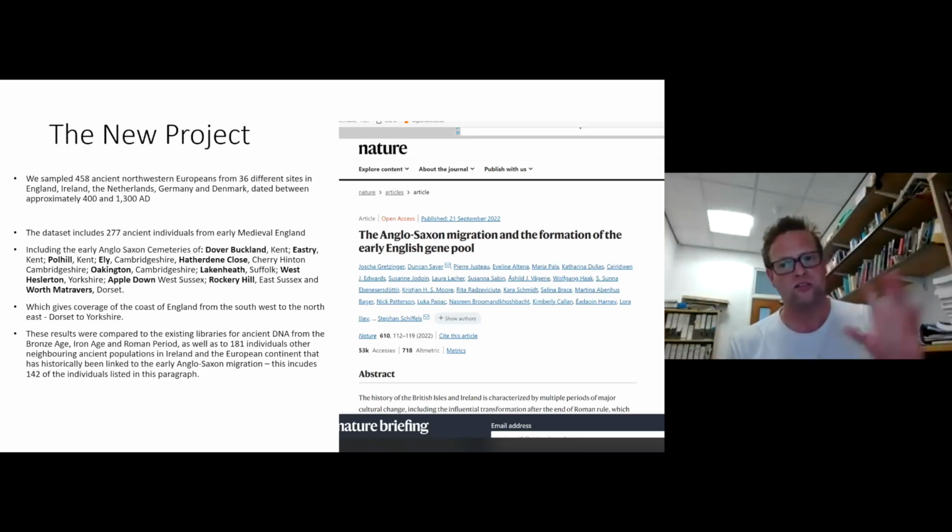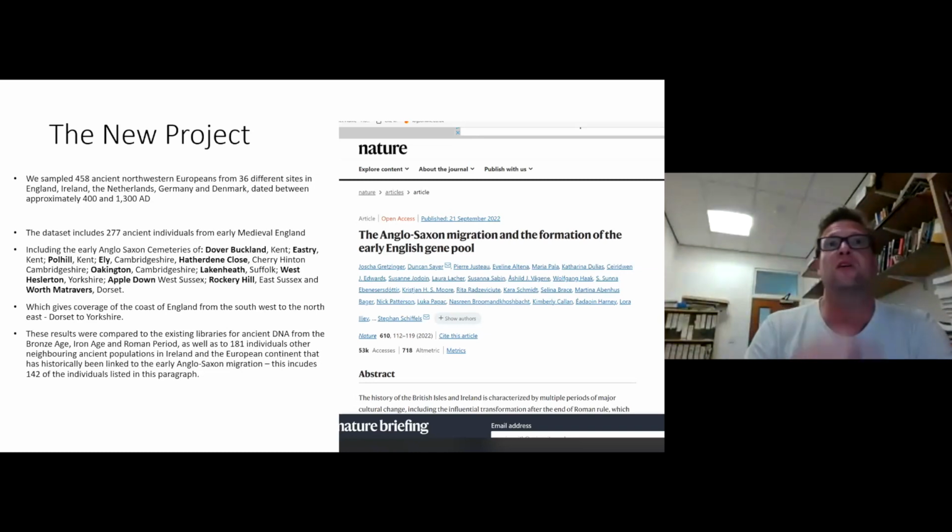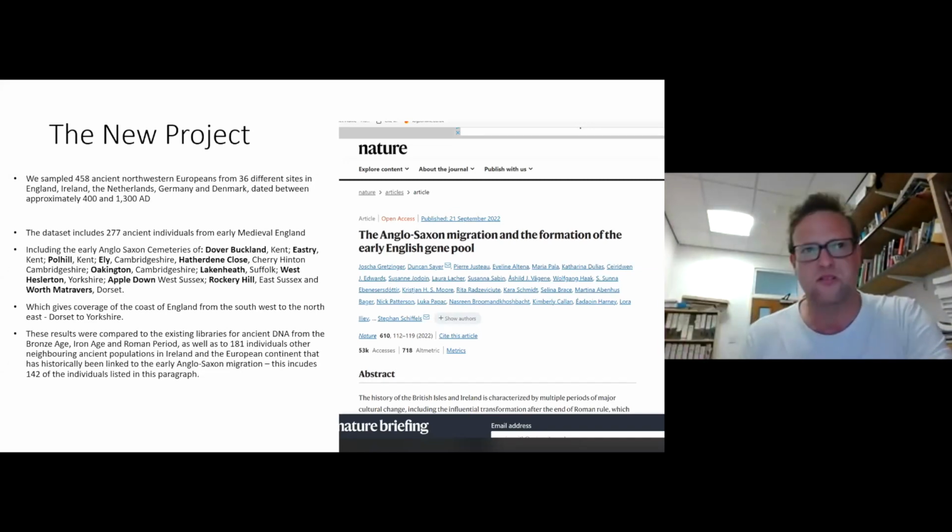Okay, so 277 of those individuals came from early medieval England. The rest were from Northern Europe, because we wanted to compare them immediately to the places where they're supposed to have come from. Okay, and the early Anglo-Saxon cemeteries are those listed here. So Dover Buckland, Eastry, Polhill, Ely, Hazleton Close, Oakington, Lakenheath, West Heslerton, Apple Down, Rookery Hill, and Worthy Park. And I'll show you various maps of those as we go through the presentation.